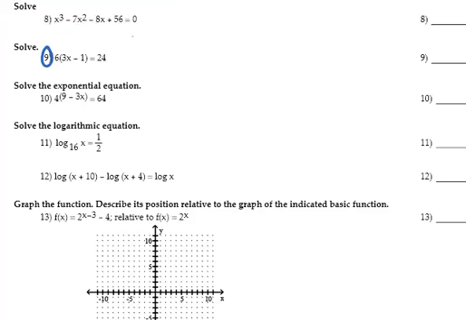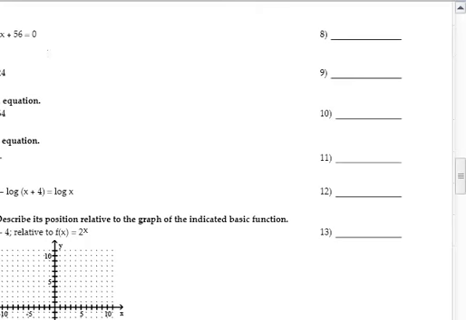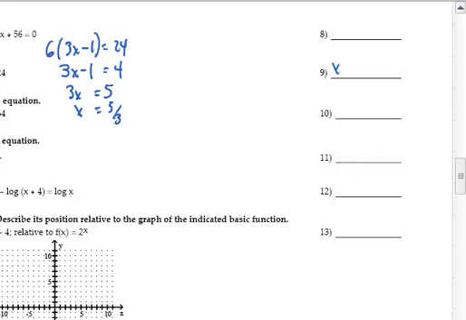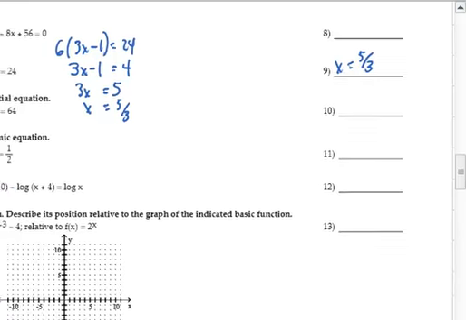work on solving this linear equation. You have 6 times 3x minus 1 equals 24. Excuse me, and we can just divide out the 6 if you like, and that would give you 3x minus 1 equals 4. And now 3x is equal to 5, or x will equal 5/3. So that's our first one.